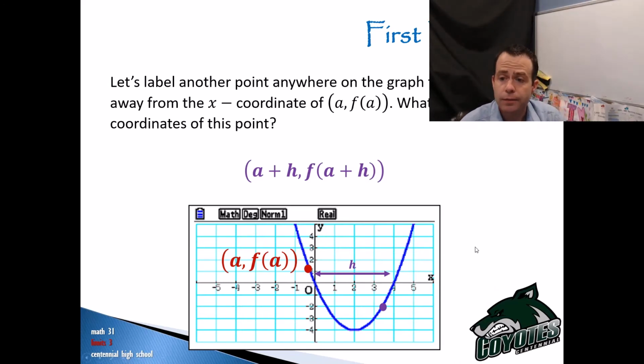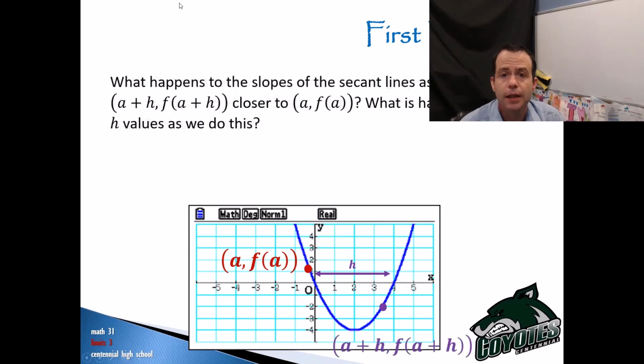Okay, so now, again, what happens to the slope of the secant line as we move from a plus h, comma, f of a plus h closer to a, comma, f of a? Well, the slope of the secant line will approach the slope of the tangent line. But this is what makes it method 2. It's slightly different because now we have h involved. What happens to h as I move it closer to a?